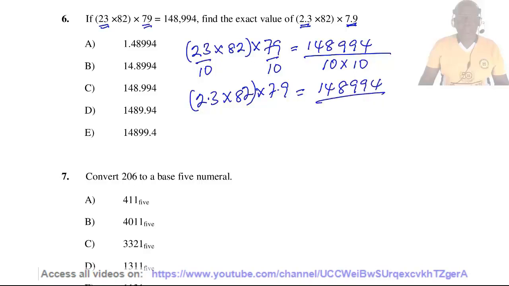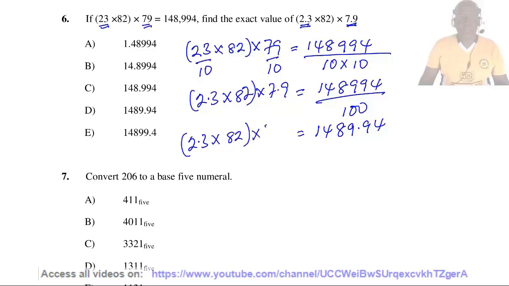So, 2.3 times 82 times 7.9 is equal to 148,994 divided by 100. So 2 decimal places to the left, we shall get 1,489.94, which equals 2.3 times 82 times 7.9. So the answer is D.